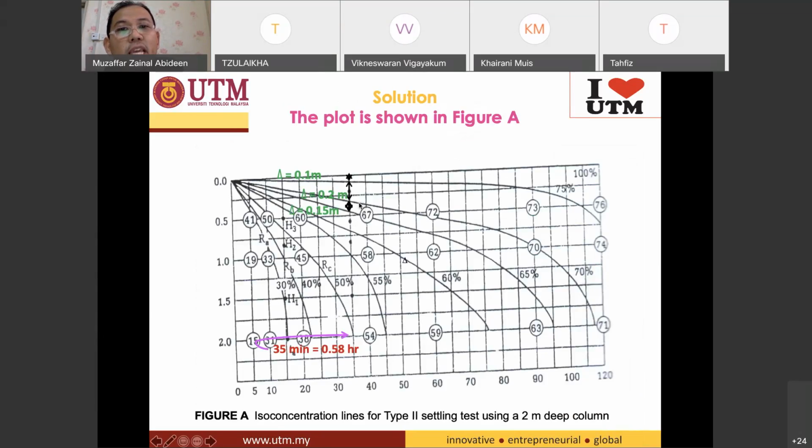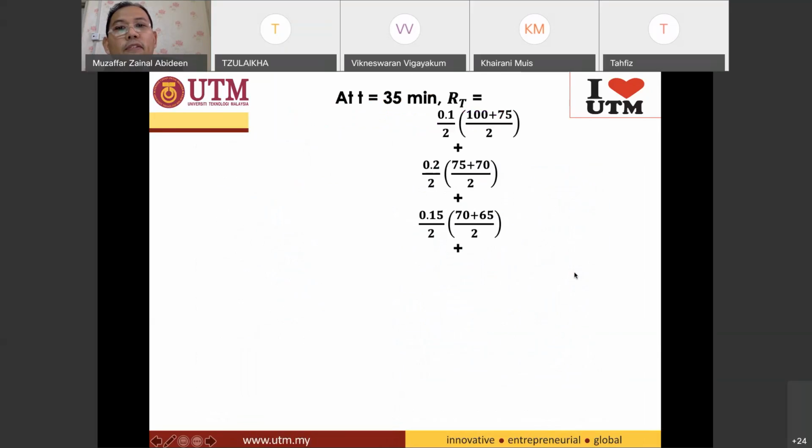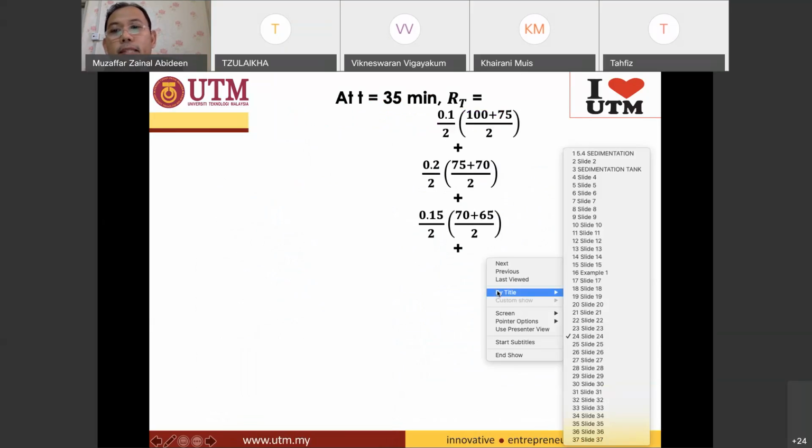This line now corresponds to 70, and this one is 65. So 70 plus 65 divided by 2, times 0.15 divided by 2, the height. Divided by 2, that's correct. Again, we do it till the end.